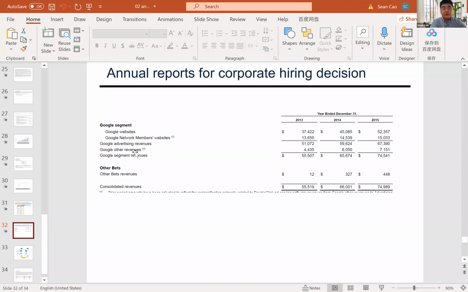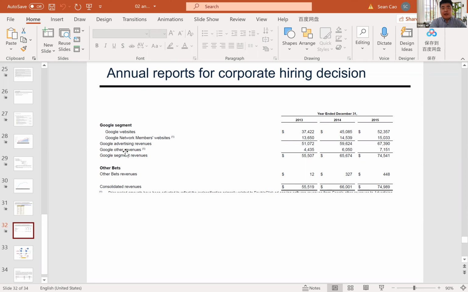Google has other revenues. You guys know, in 2013, Google started cloud computing. This is just 2013, 2014, 15. Right now, cloud computing is huge for Google. So what does that mean? That means Google can make a profit from different sections. Google can make money from the website. Google can make money from the network business. Google can make money from cloud computing, and so on. So this is what you can see from the annual report.